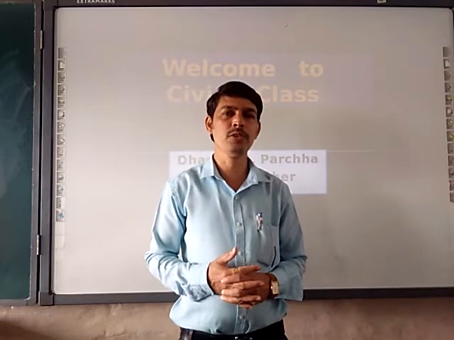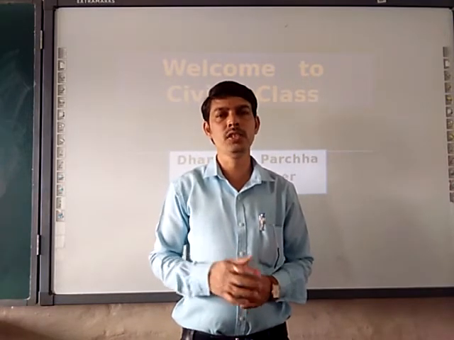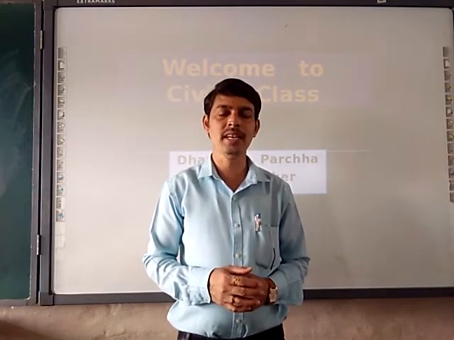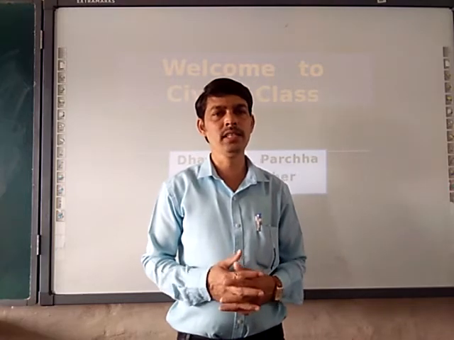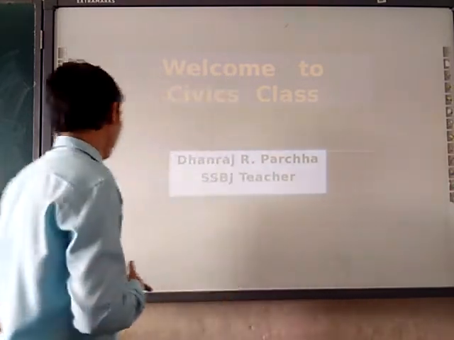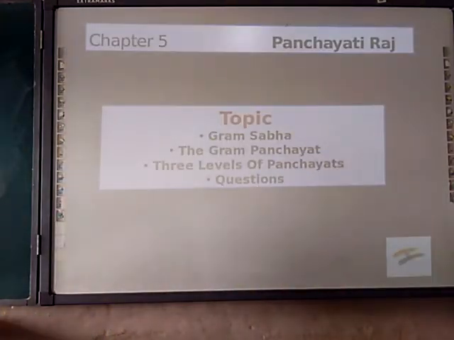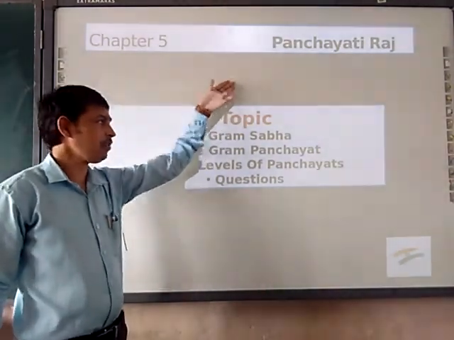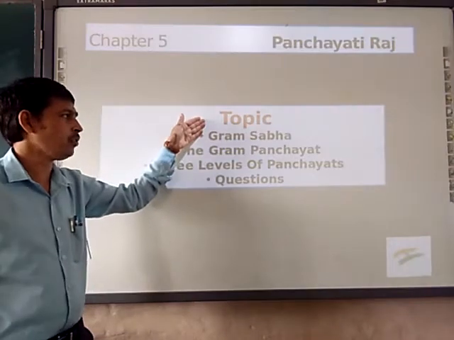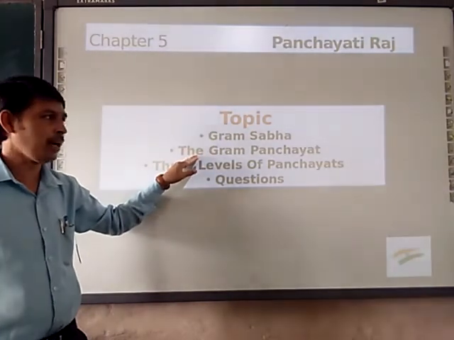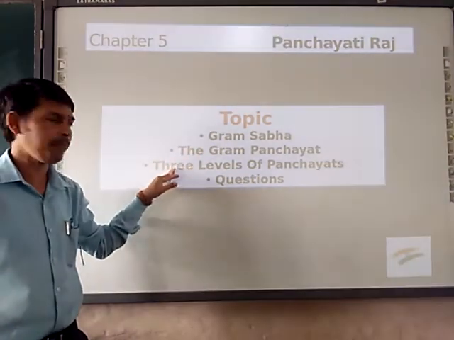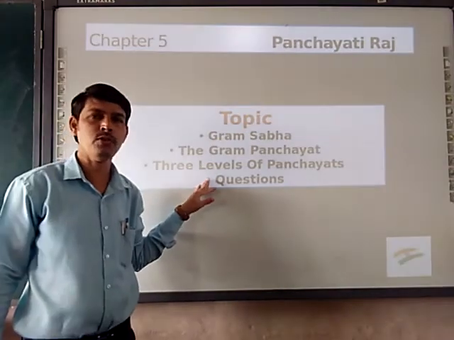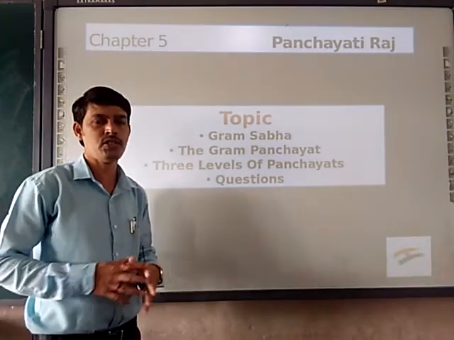In this class, we are going to see the civics chapter number 5, Panchayati Raj system. Right? So let's have a look. First, chapter number 5, Panchayati Raj, the name of the chapter. In today's topic, we are going to see Gram Sabha, the Gram Panchayat, the 3 levels of Panchayat, and after that we are going to do the question answers of this chapter.